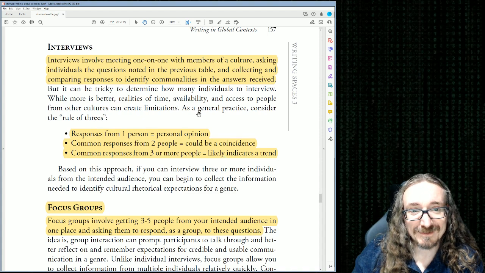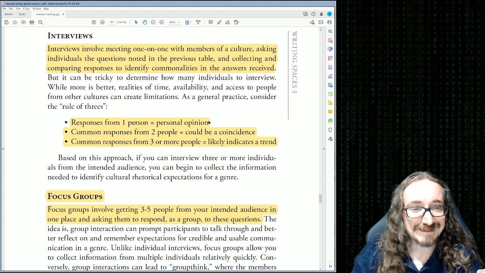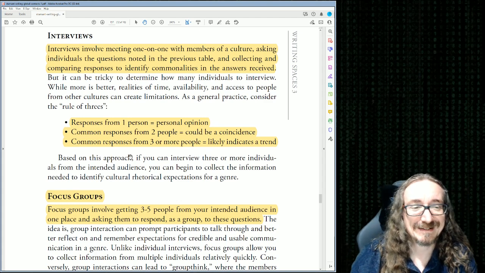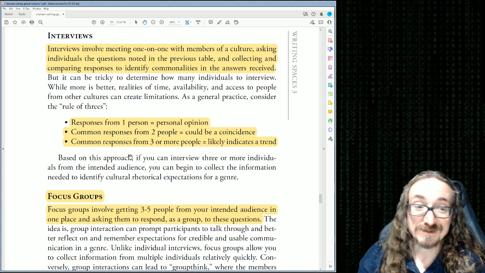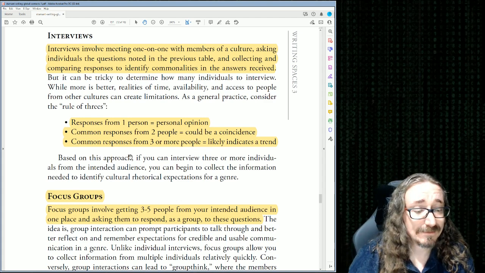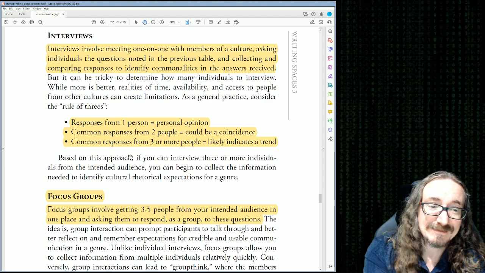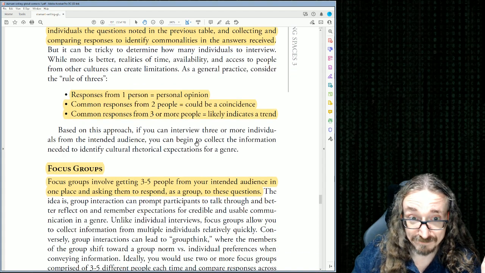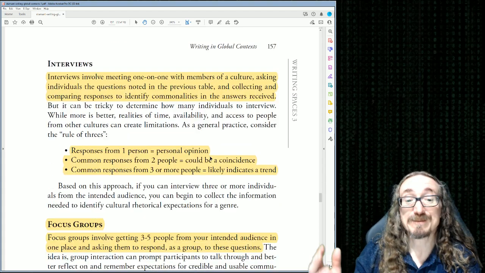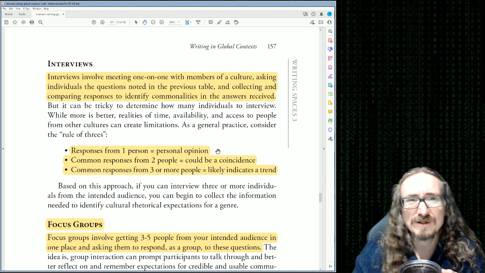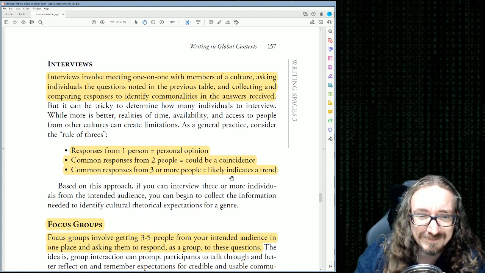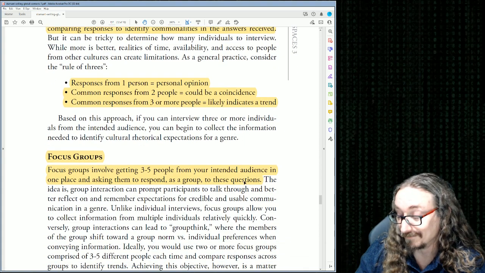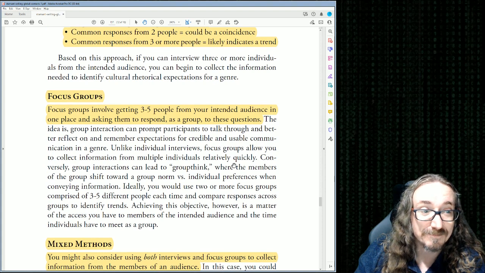But he gives some really good advice here. I really like this rule of threes idea. If you have one person tell you something, that's a personal opinion. If you get the same response from two different people, that could just be a coincidence. If it's three or more people, though, it likely indicates a trend, and at that point you'd really want to start taking that seriously. So if you got three people that tell you, we don't use resumes here, resumes aren't important, you don't need a resume, then you should probably accept that and go on to step number two.